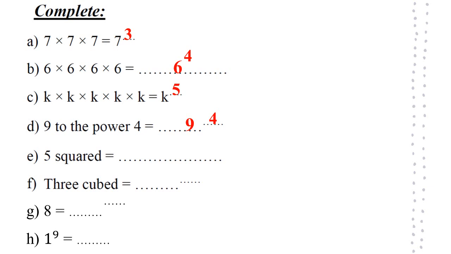E. 5 squared. Here the base is 5 and squared means to the second power or to the power 2. F. 3 cubed. Here the base is 3 and cubed means to the third power or to the power 3.